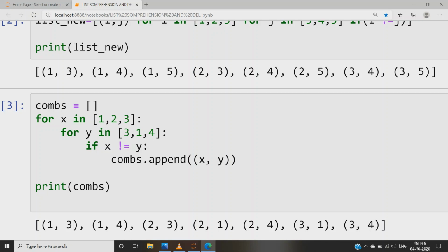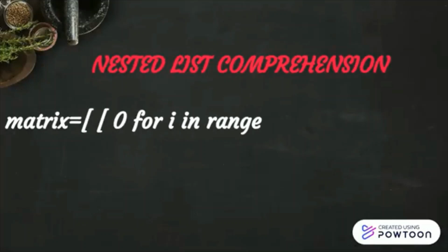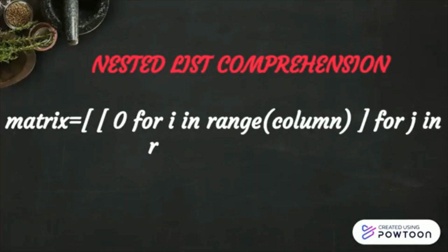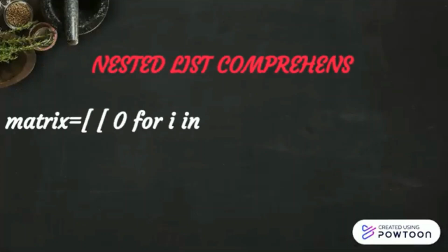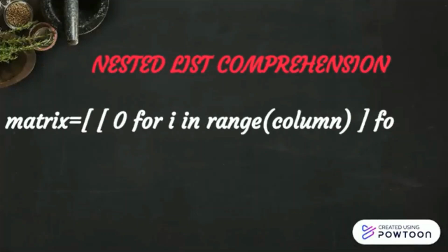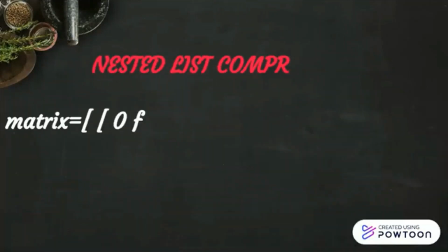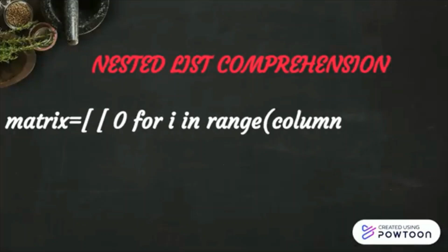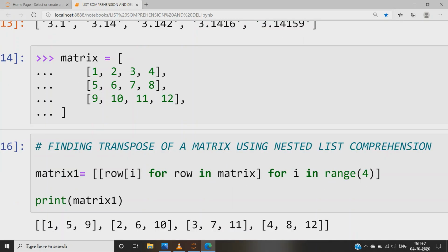Now to create a matrix, we can use list comprehension. We implement matrix equals [[0 for i in range(3)] for j in range(3)]. Now we get a 3 cross 3 matrix filled with zeros. We can also tune the criteria in accordance with our requirement. This type of list comprehension is known as nested list comprehension. We can tweak the condition to find the transpose of a matrix with ease, which is shown.